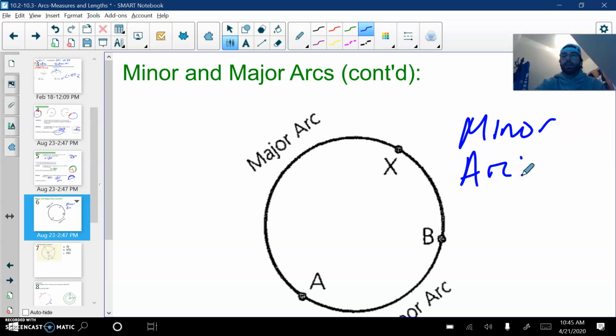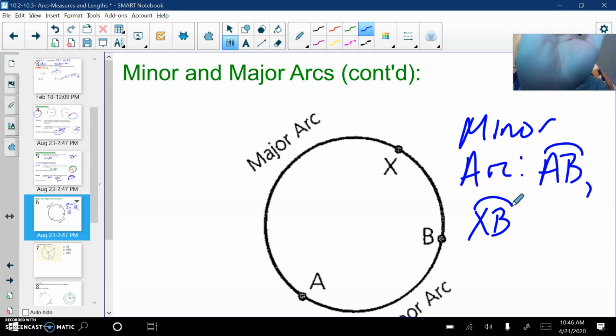So any minor arcs, I could say AB. To mark an arc, I put that little arch over the top. AB is a minor arc. XB is a minor arc. AX is debatable, so I'm not going to say it because I don't know where the center is.